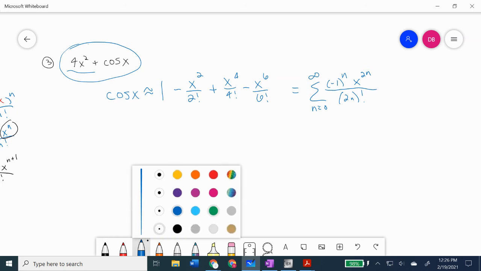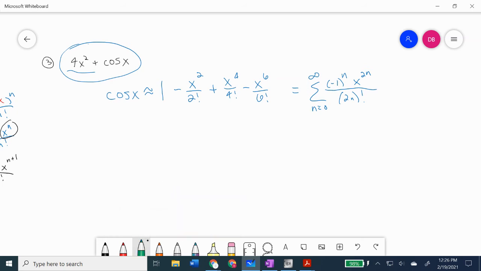I usually have people write this down. I give it like a good 5 minutes so that the people who are going to make this mistake, which is probably half of you, learn from making that mistake.